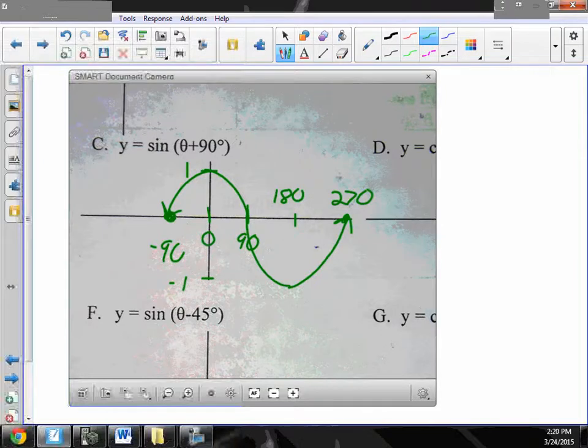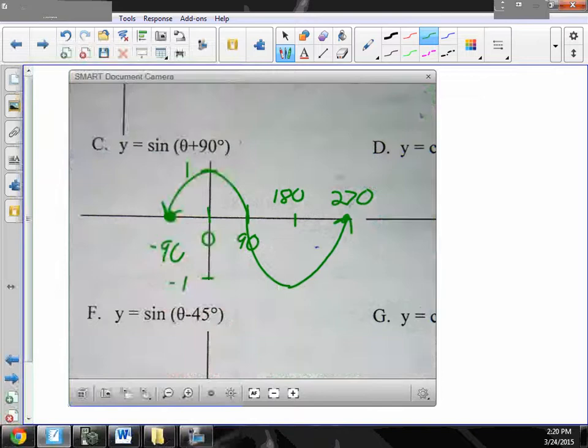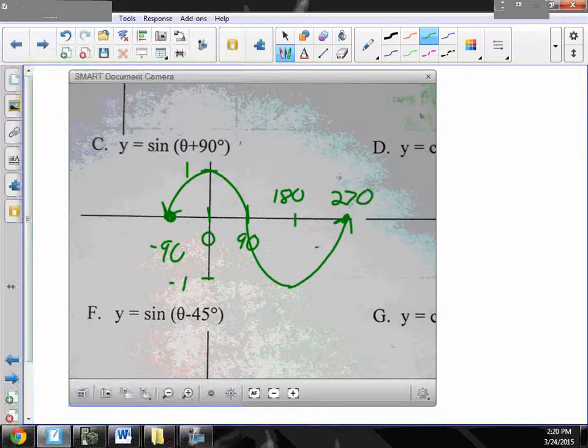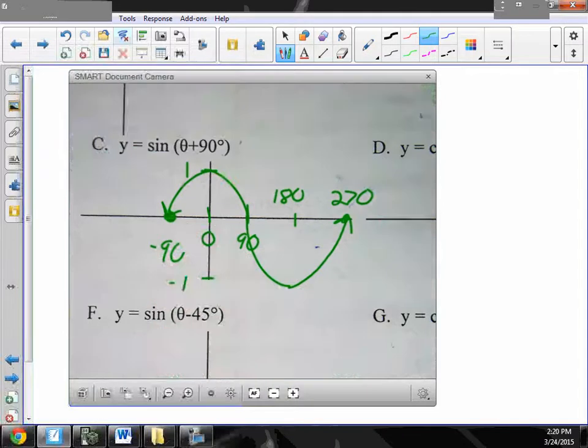So, do you notice anything about this graph? It's just a cosine graph. So the cosine of theta is absolutely equivalent to the sine of theta plus 90. Is there a cosine graph that would be equivalent to a sine graph? What would it be? Cosine of theta minus 90. If we shifted the sine to the left, then we'd need to shift the cosine to the right and subtract 90. Okay?